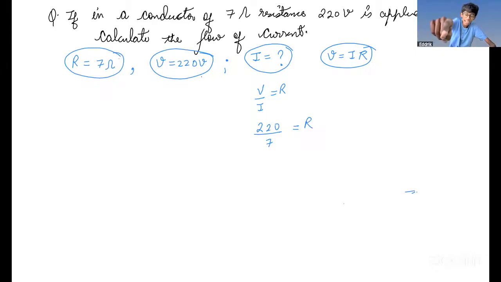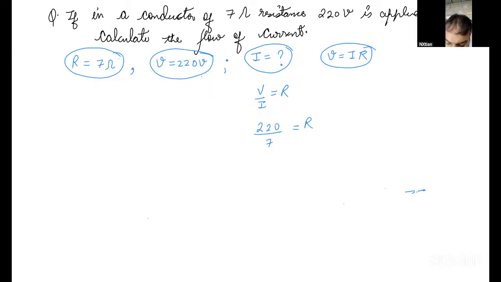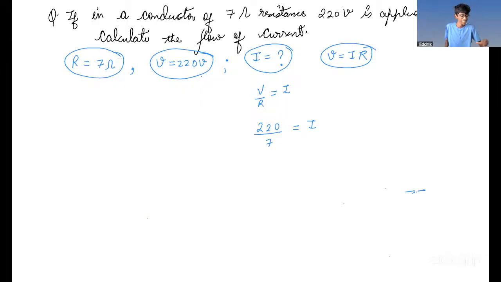Did you understand, Agatha? V by R is equal to I, and 220 by 7 is equal to I. Sorry, my bad. And the answer is 10 into pi. How can you say V by I is equal to R? So V upon R is equal to I. Answer. Okay, done.